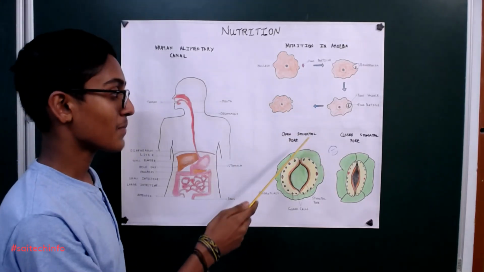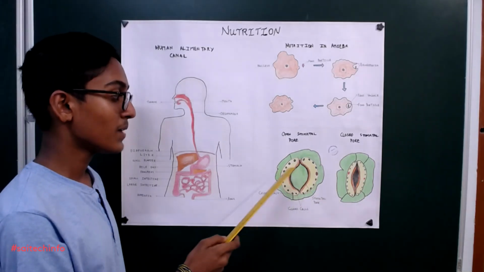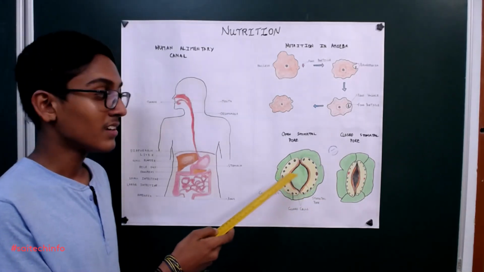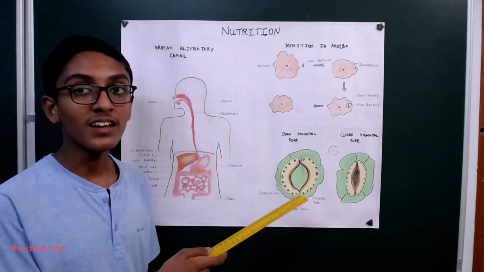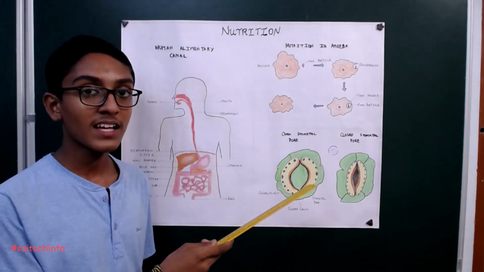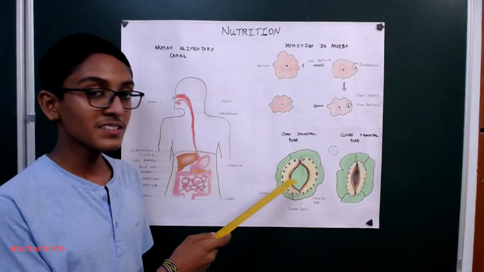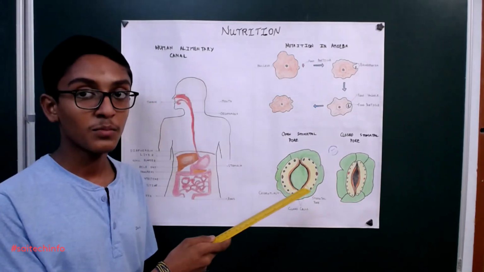Next, nutrition in plants. This is stomata. The stomata is guarded by two guard cells. From the stomata, transpiration occurs, and it helps in exchange of gases through stomatal pores.